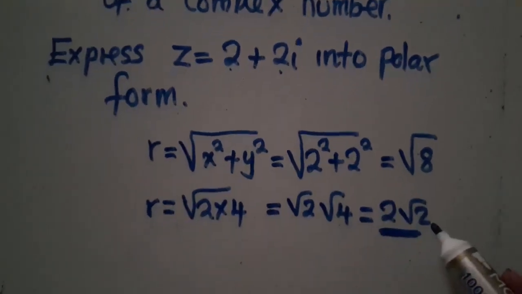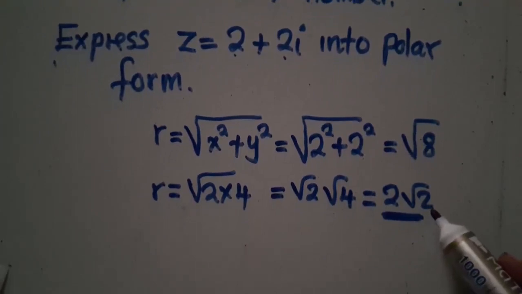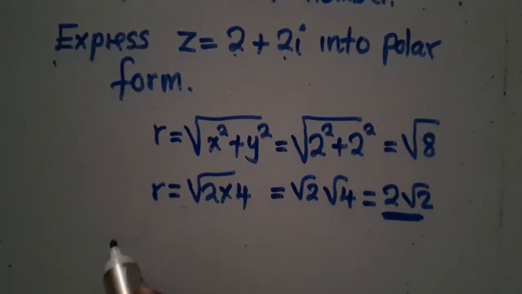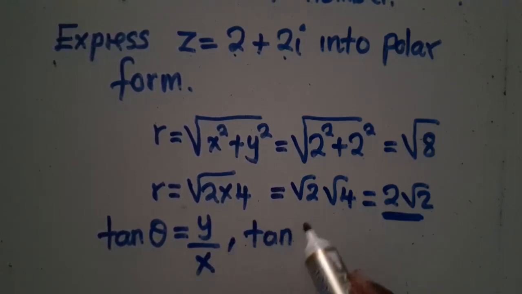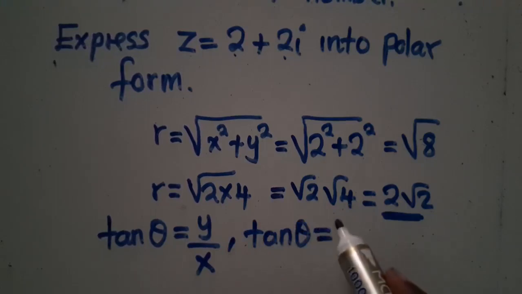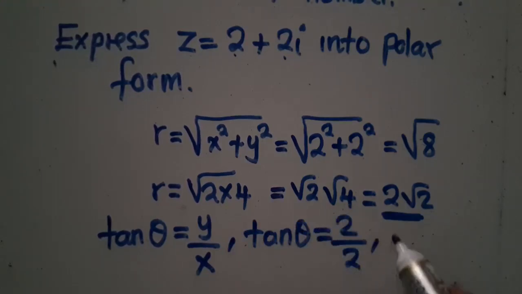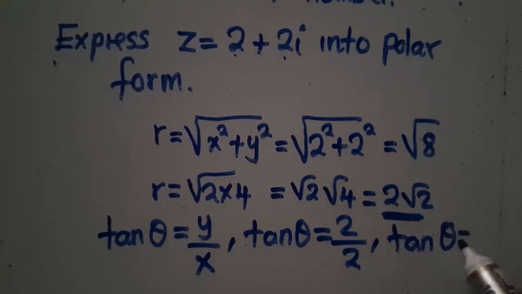After finding the radius, we need to find the argument. So how do we find the argument? We say tan theta is equal to y over x. So tan theta is equal to, what is your y? 2. What is your x? 2. So this is just the same as tan theta is equal to 1.